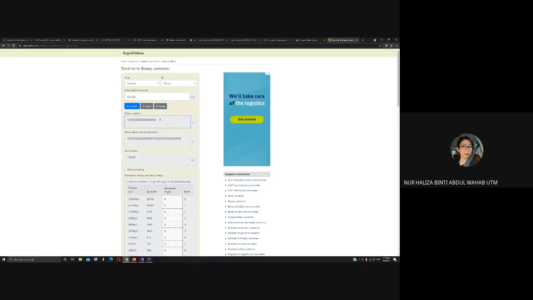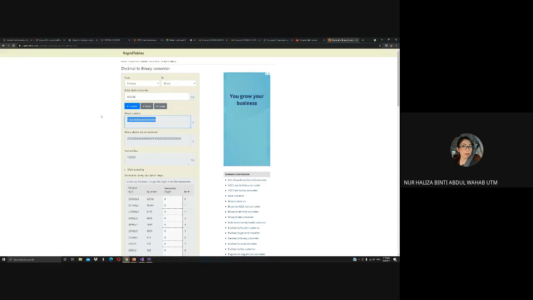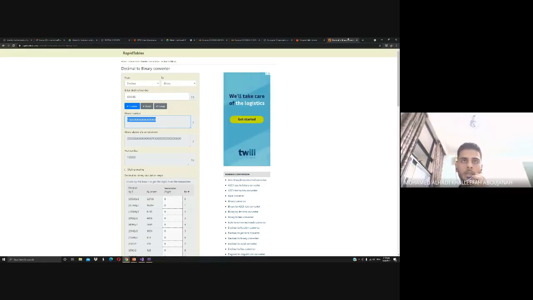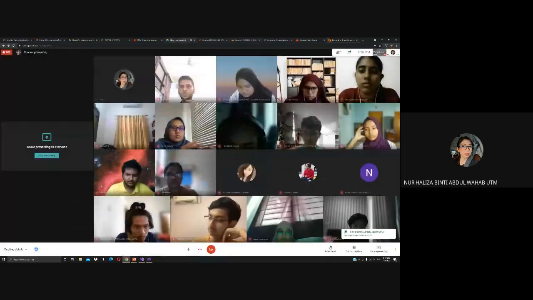Sure? Is it sure it's to be 2 to the power of 16? Okay. So it will be 100000 something like that, right? Yes, until 16-bit or 15-bit. 16. Wait.